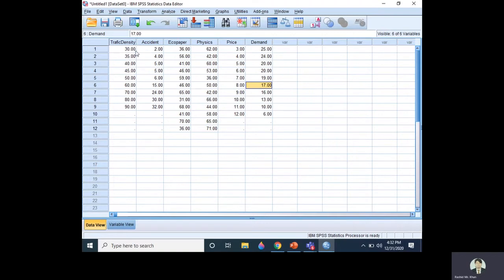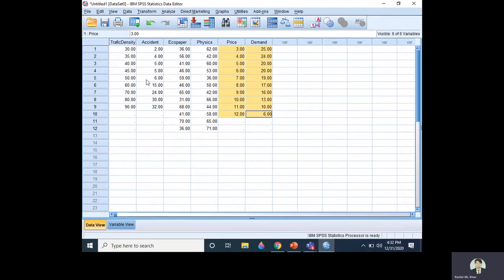So we have three different examples here. One is the traffic density and the accidents. Second is the economics paper and the physics paper. We will check the relationship between these two variables. And the third is price and demand. This is the third example. So we will check the relationship between these two variables.